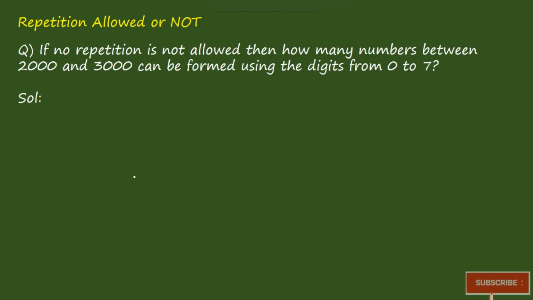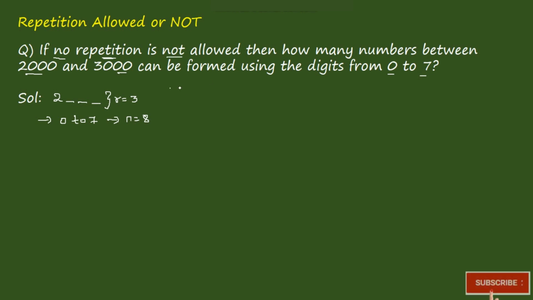Now coming to the questions, where repetitions are allowed or not. We check in the questions whether there is repetition or not. The question is: if repetition is not allowed, how many numbers between 2000 and 3000 can be formed using the digits 0 to 7? So we have to find the numbers, and there are 3 digits we have to assign, so r is equal to 3. The digits are 0 to 7, so n is equal to 8, and we are not using repetitions.